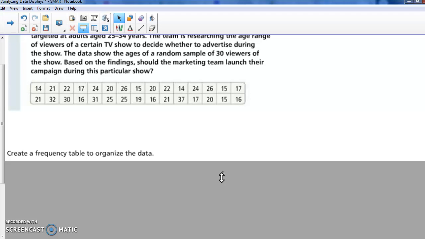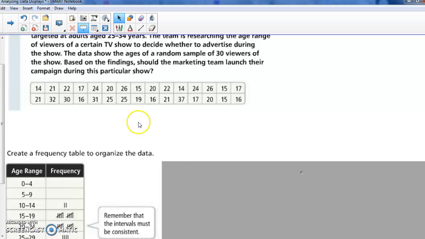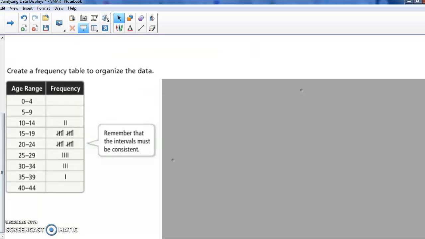A couple ways that we could interpret this information: one way is called a frequency table. A frequency table would look something like this. In a frequency table, you make little ranges for the values. So we chose to use 0 to 4, 5 to 9, 10 to 14. What's important in a frequency table is that the ranges stay the same. Remember that the intervals must be consistent. So I can't go from 0 to 4 and then all of a sudden 5 to 25. Because we chose 0 to 4 as our first range, we had to follow that all the way through.